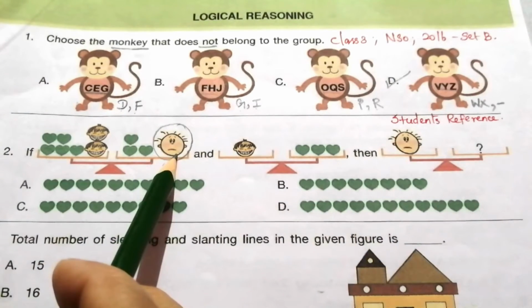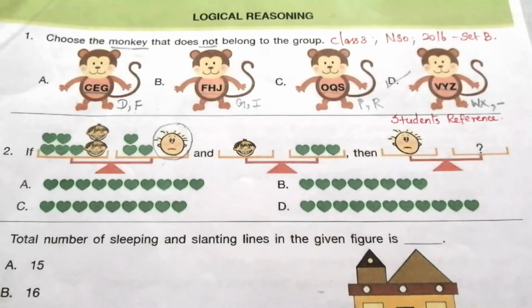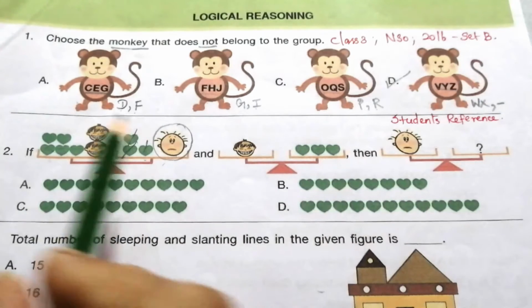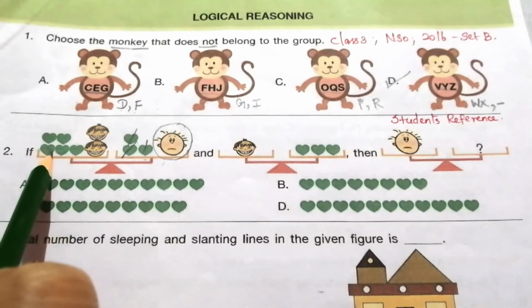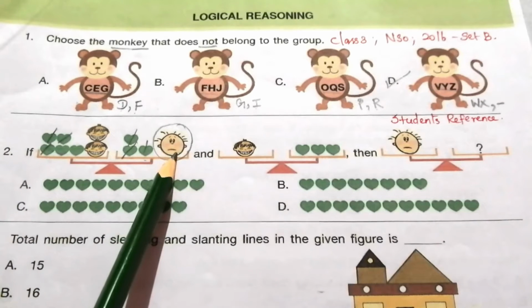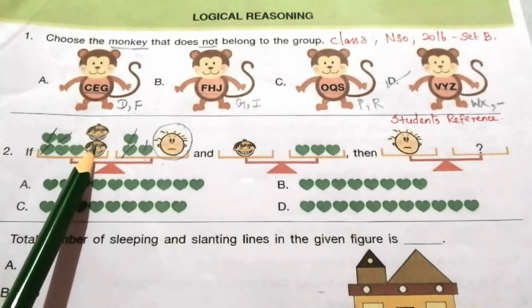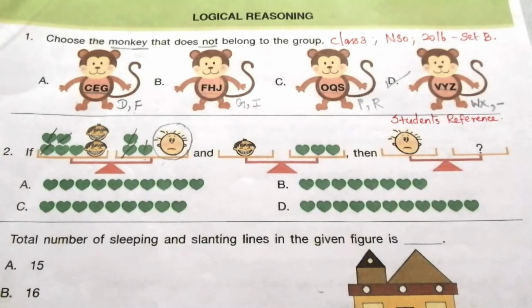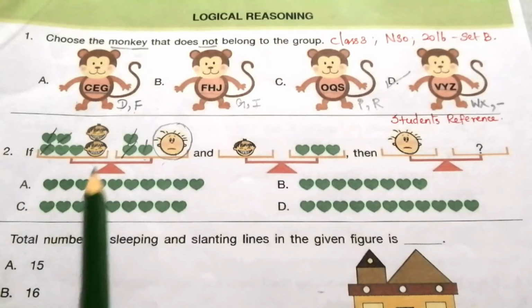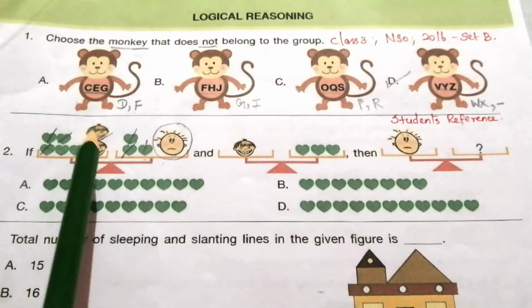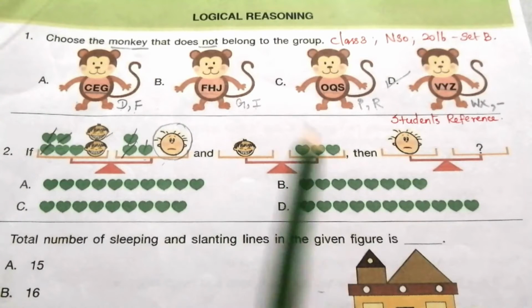To separate this, we have to remove these three hearts. If we remove these three hearts on this side, we have to remove the same number of hearts on this side also. So now this figure is equal to these two heads and these two hearts. But our answers are given in terms of green hearts only. So we have to find the value of this one in terms of green heart. And this one is equal to 3 hearts.